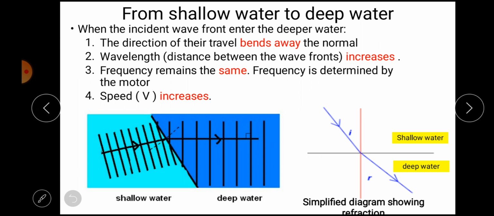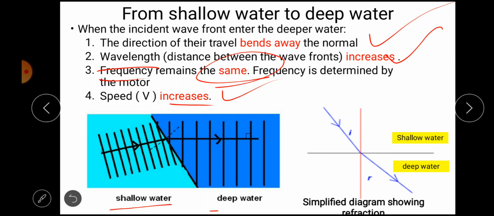What happens when it is moving from a shallower region to a deeper region? When the incident wavefront enters the deep water, the direction of their travel bends away from the normal, and then the wavelength now increases, the frequency remains the same, and the speed increases. Okay, so here you can see this one is shallow water and here is deep water. The wavelengths here in the deep water are larger than the wavelength in the shallow water. So what happens here is that it is going to bend away from the normal.